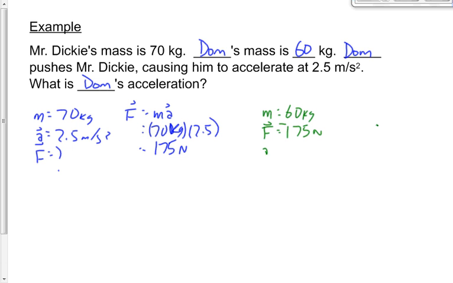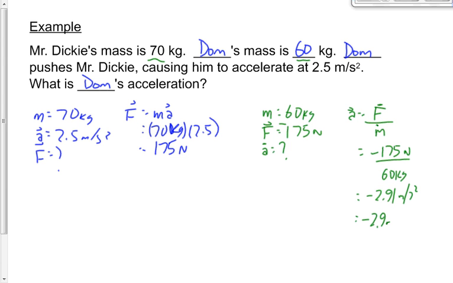We're trying to find Dom's acceleration. We're going to say A is equal to F over M. The force on Dom is negative 175 newtons, and the mass of Dom is 60 kilograms. We divide those two numbers. Negative 2.91 meters per second squared, which we should actually round to 2 digits here, right? Negative 2.9 meters per second squared. We predicted that Dom's acceleration would be higher because his mass is lower. Is it? Yes, exactly as we predicted. Make sense?